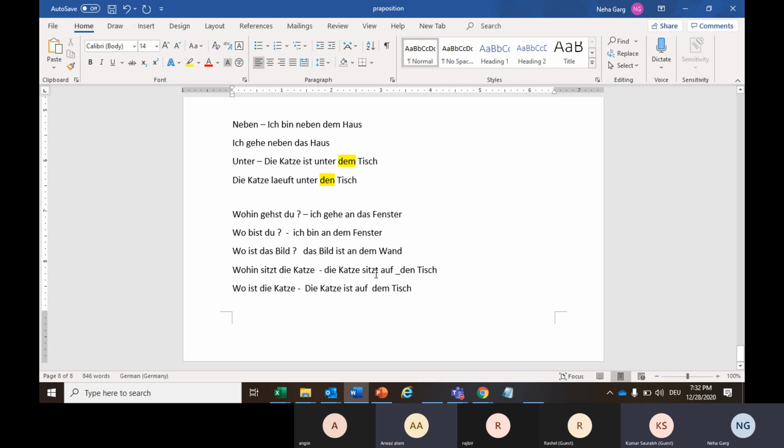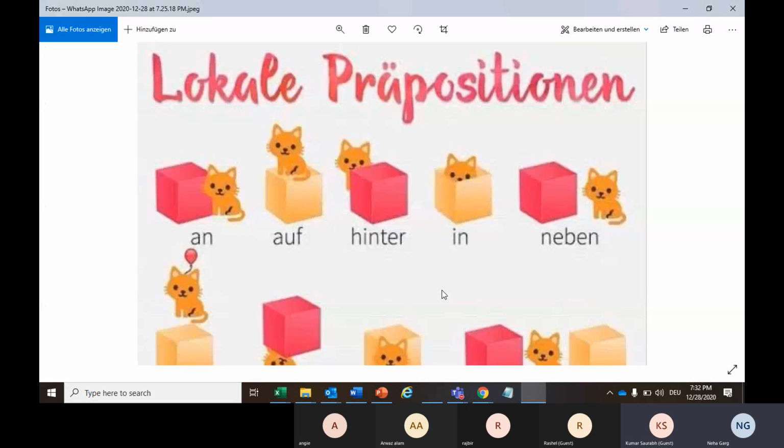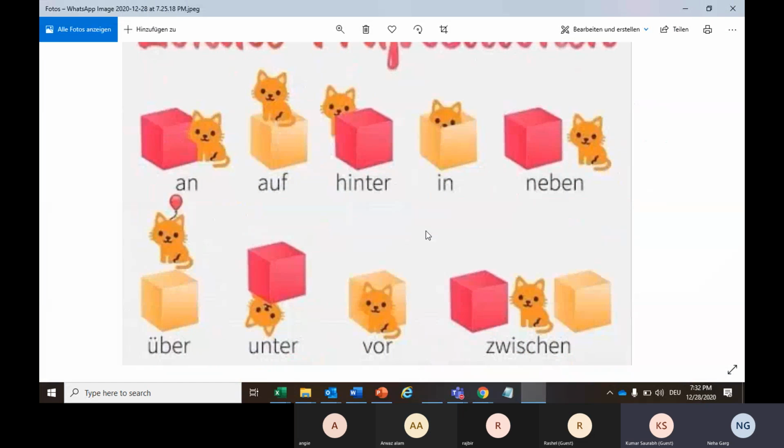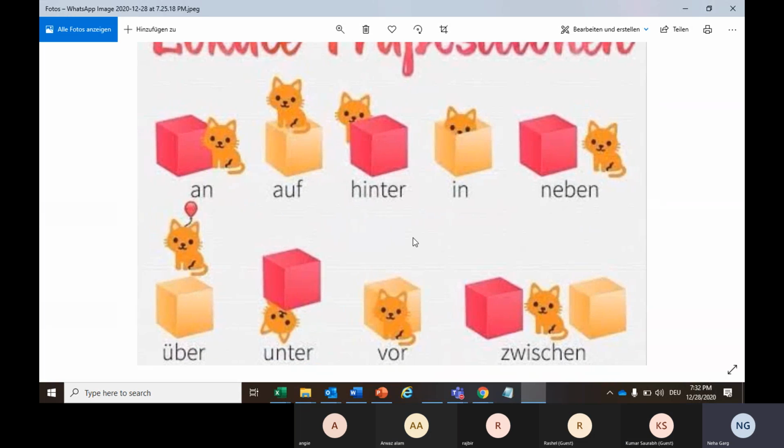Now, is it clear the difference between an and auf? Where to use an and where to use auf? Okay, good. Now, the rest of them are easy. Nothing much to get confused about. It's just the an and auf thing, which is a little confusing and needs more clarification.